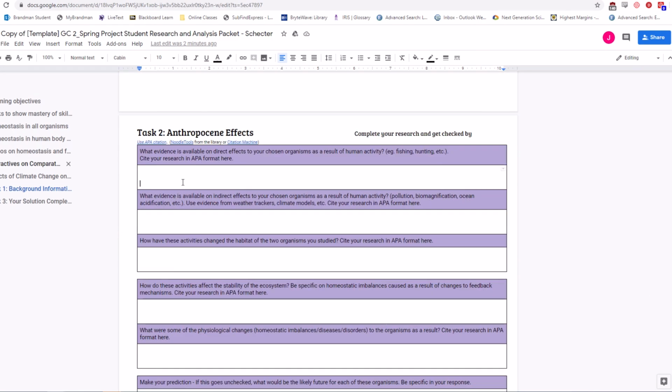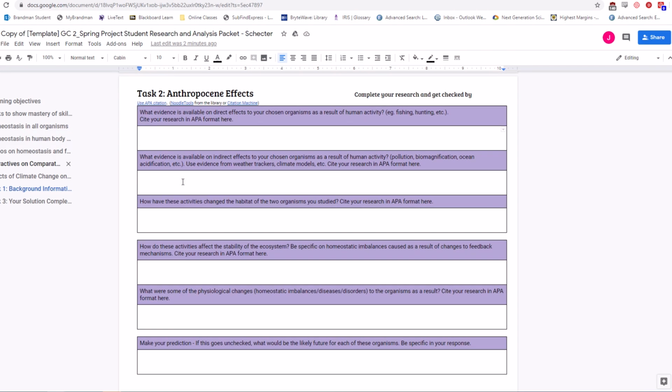Next is task 2, the Anthropocene effect. The evidence is available on direct versus indirect. So, direct versus indirect is important. Direct human impact: I shoot and kill an endangered species. I have directly impacted that species.